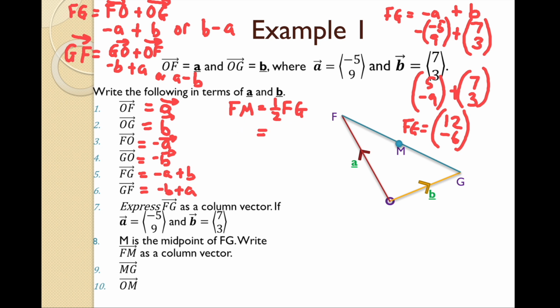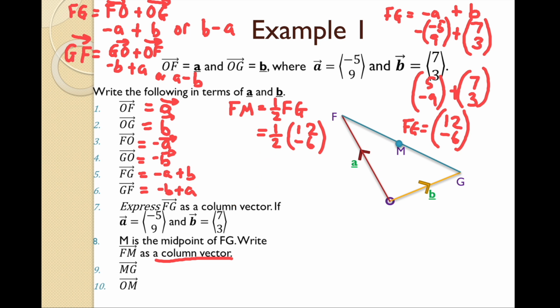Now, I don't know what FM is yet, but I know what FG is. And I worked out what FG is earlier, which is 12 negative 6. Now, I'm going to show this to you in two ways. The reason I'm doing it like this is because they said they want it written as a column vector. I'm also going to show you how we would do it if it was letters. And when we do these ones here, O to M, M to G, we're going to try it as both letters and as numbers.